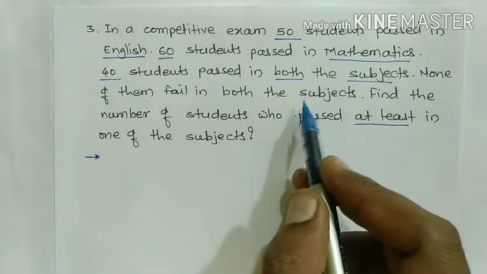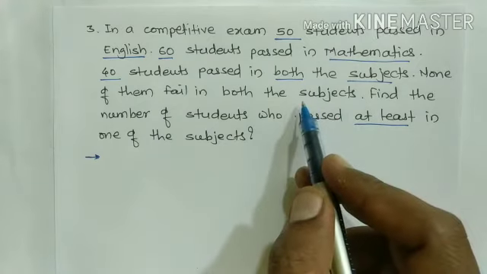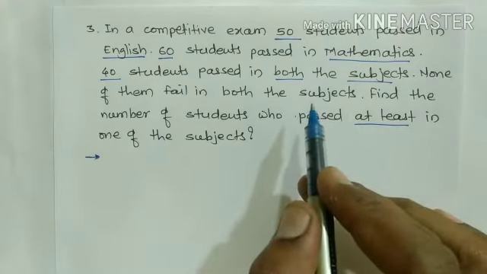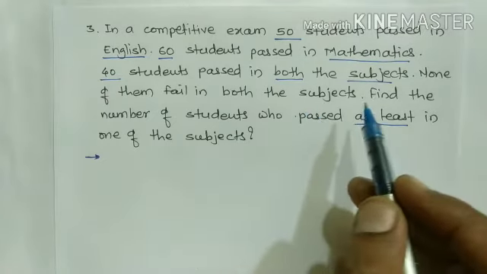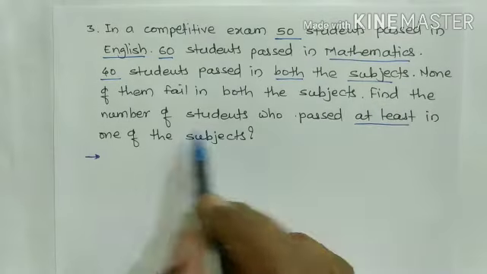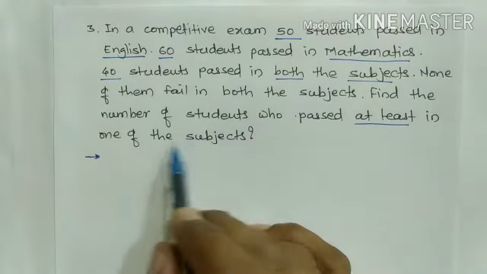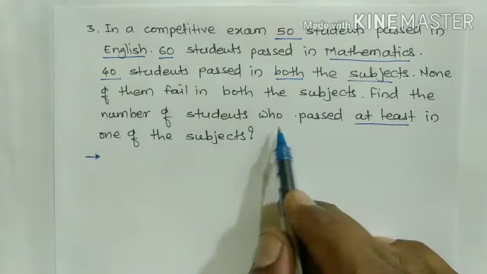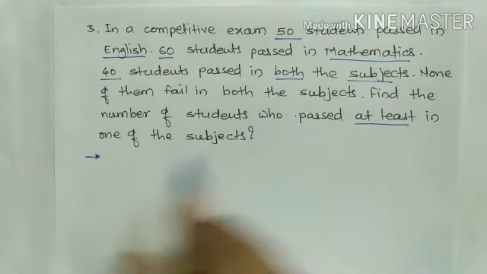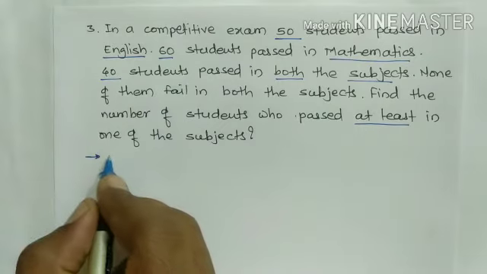That means there is not a single student who failed in both subjects. That means all the students have passed in at least one subject. Find the number of students who passed in at least one of the subjects. It means here we have to find number of A union B. First we take the sets for these two.